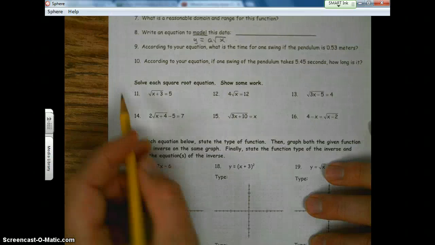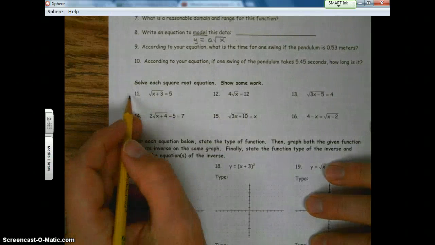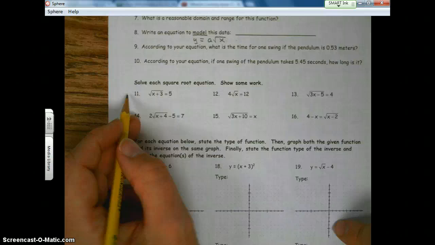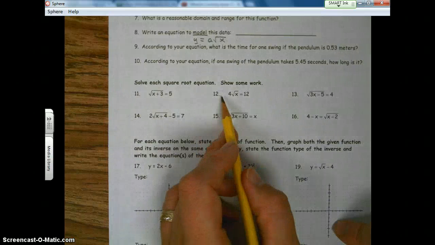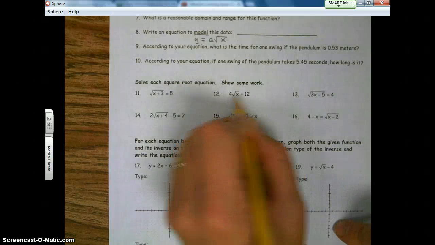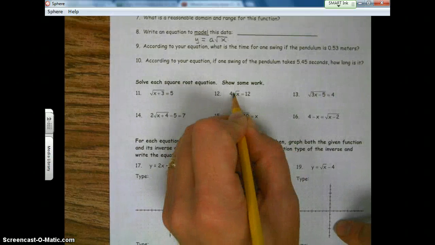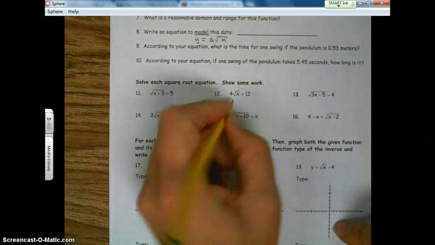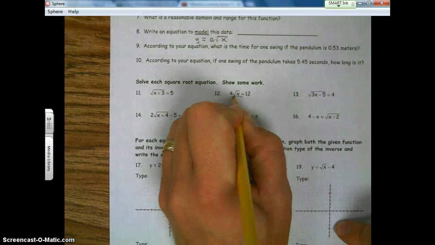Let's take a look at number 12. Okay, so we want to solve. So since this is multiplication, we would go ahead and divide.